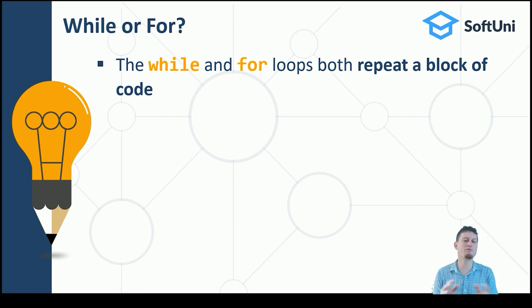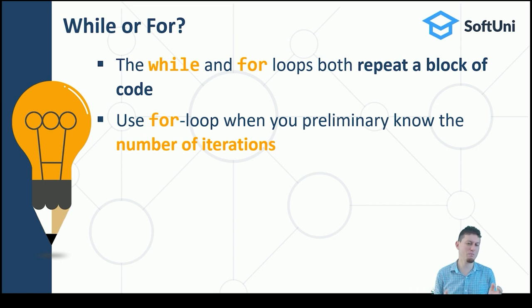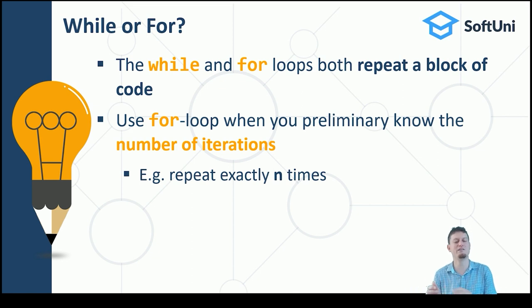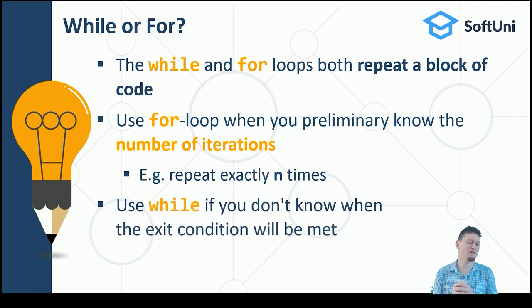Generally, while or for, both loops can repeat a block of code multiple times. But the for loop is typically used when we know preliminary the number of iterations. For example, we want to repeat exactly n times something. For example, we want to read n numbers from the console. Or we have n students, and for each student we want to check something. We know exactly the number of iterations. Typically we want to repeat from 1 to n, or from 0 to n minus 1, or some more strange loop with a step.